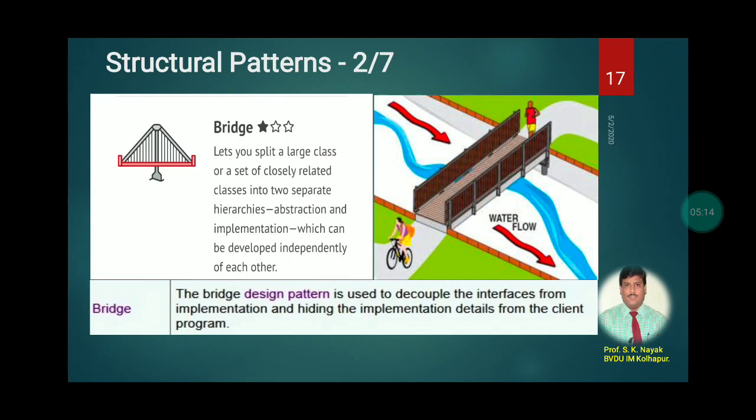Now you can see in this figure a bridge. Why is it named a bridge? Because it joins two ends. Something is going on at one end, and it can be connected to the other part. Suppose the people on one side and the people on the other side are doing their work independently. If they want to communicate, they can communicate through the bridge, but the implementation is at their own end.